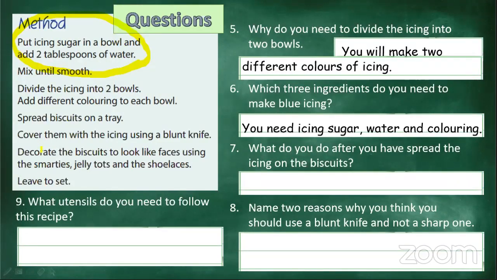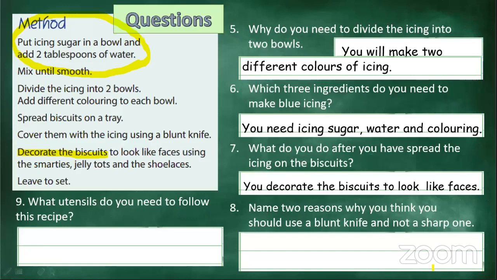There we go. See? Because there it says, cover them with the icing using a blunt knife. And what's the very next step? Decorate the biscuits. There you go. Nokwanda also has the correct answer. Decorate the biscuits. You decorate the biscuits to look like faces. Let's go to number 8.